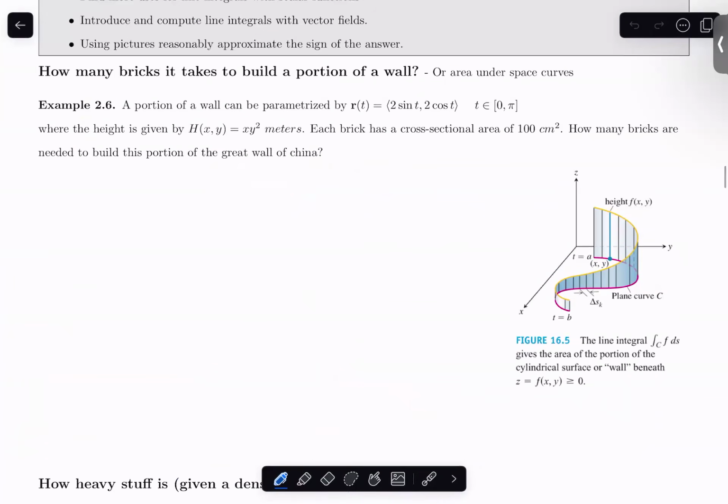So starting off here, we have a portion of a wall, and I would like to figure out how many bricks, right? If I wanted to build this portion of a wall, how many bricks should I bring with me? So we're going to calculate out the cross-sectional area, and then apparently each brick has a cross-sectional area of 100 centimeters, fairly large bricks. And then how much do we need in order to build this portion of the wall?